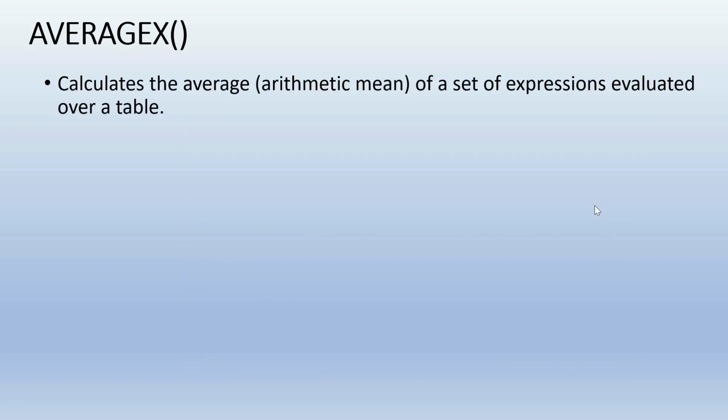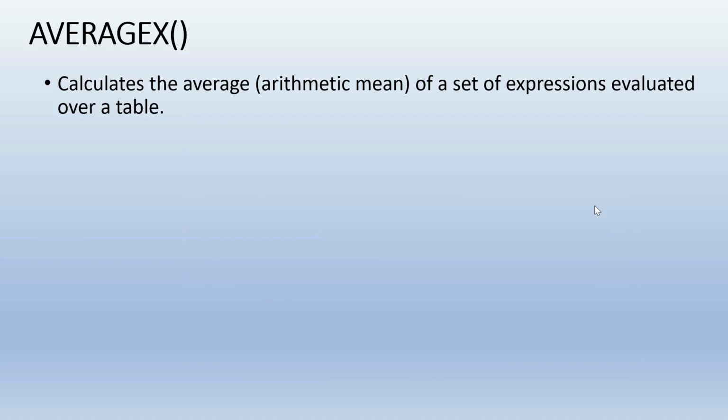Here the function we have is the AVERAGEX function. AVERAGEX is used to calculate the average, or the arithmetic mean, of a set of expressions evaluated over a table. That means it is an iterator function, right? This iterator function evaluates the expression that we pass inside the AVERAGEX function over a table and then calculates the average of all the results we get from the row by row calculation of the expression.